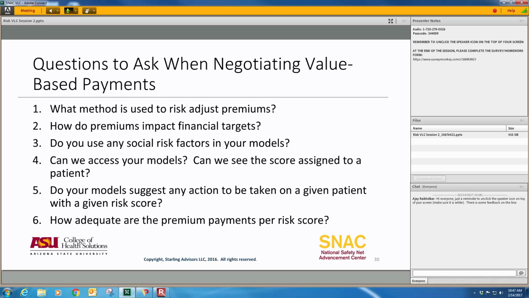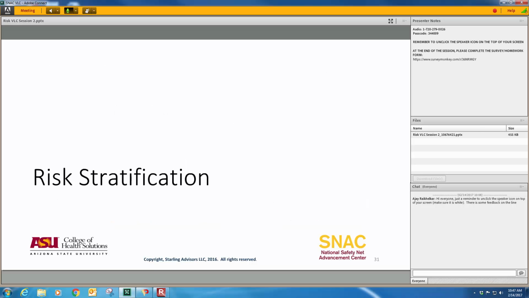So we wanted to give you some basic understanding and questions as to how to use this information. I'm about to move into risk stratification, which I hope will give you some comfort is much more actionable. Any questions before I do so?